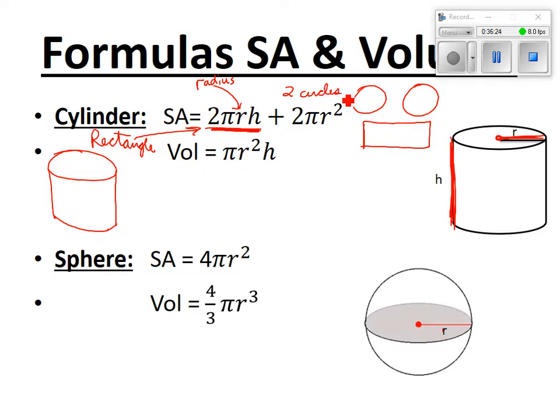Now the reason this is important, because a lot of times, let's say this is a cup. What's it not going to have? It's not going to have that top, because it's going to be open there. So if we're trying to find the surface area of this cup, we're not going to have two circles. How many circles are we going to have? Just one. Guess what you do to this part of the formula if you only want one of those circles? Take it out. You just get rid of that 2.